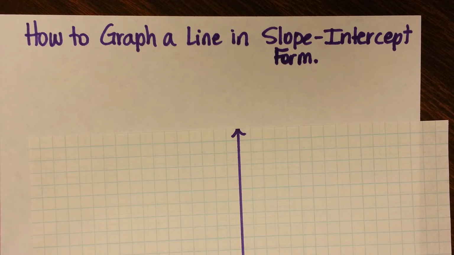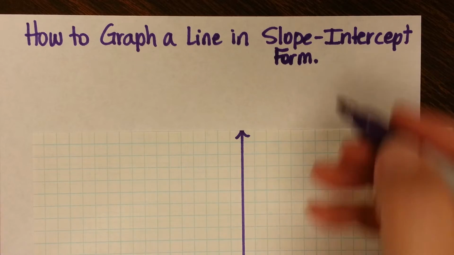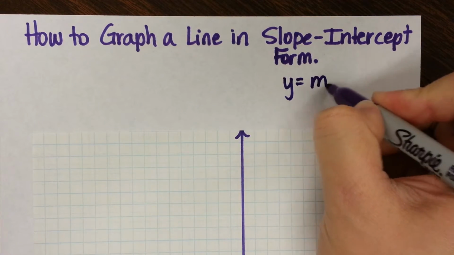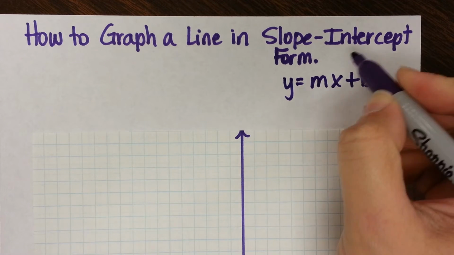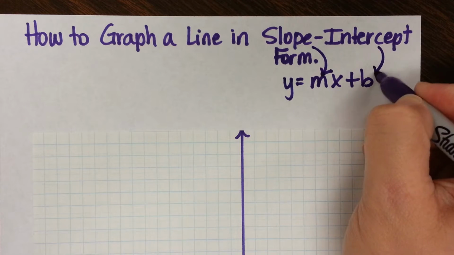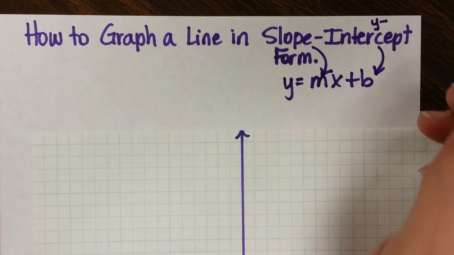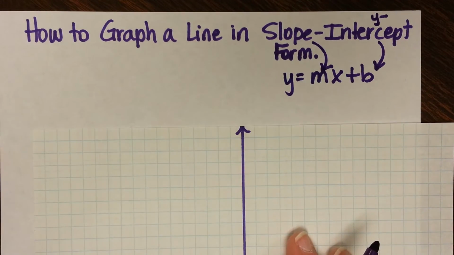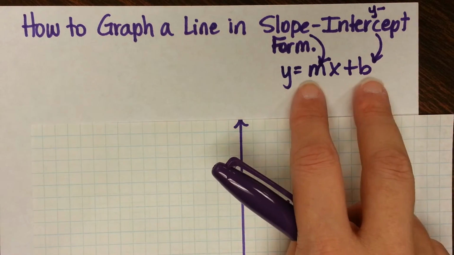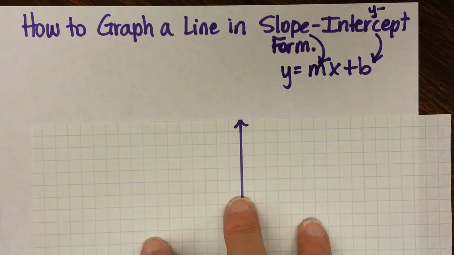Today we want to look at how to graph a line in slope-intercept form. As you remember, slope-intercept form is y equals mx plus b, where m is the slope and b is the y-intercept. So if they give us an equation that's in that form, we should just have to look at those two quantities and it should tell us what to do on our graph.